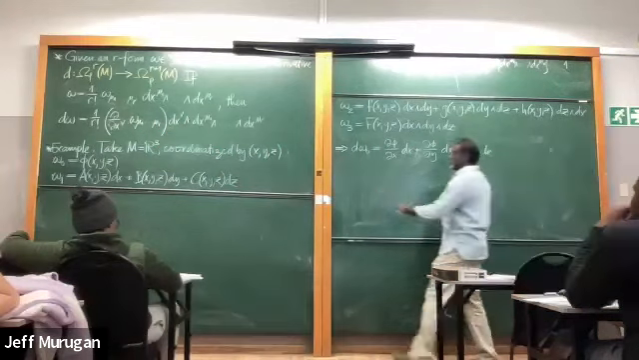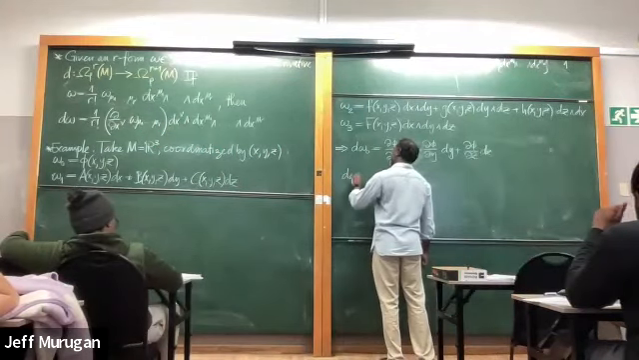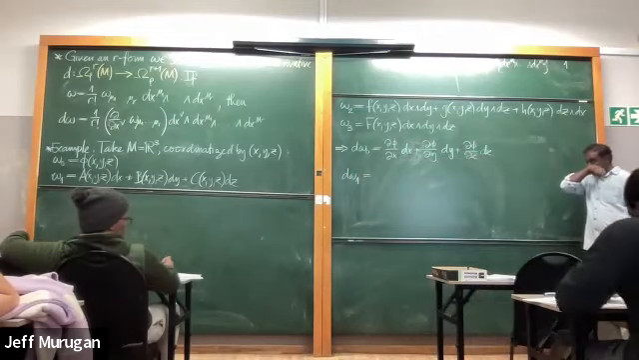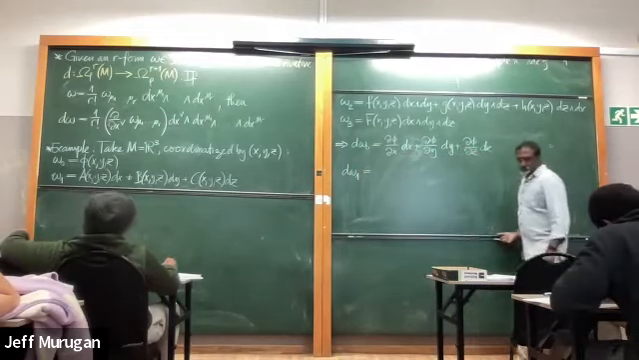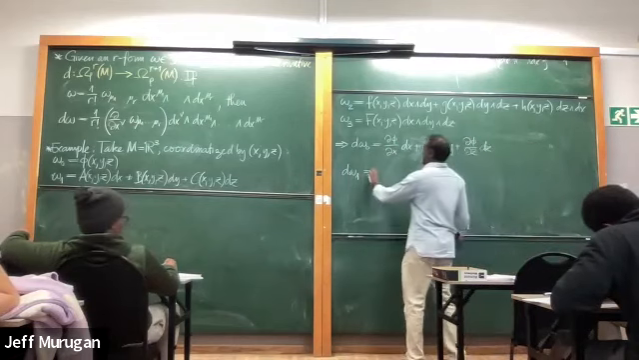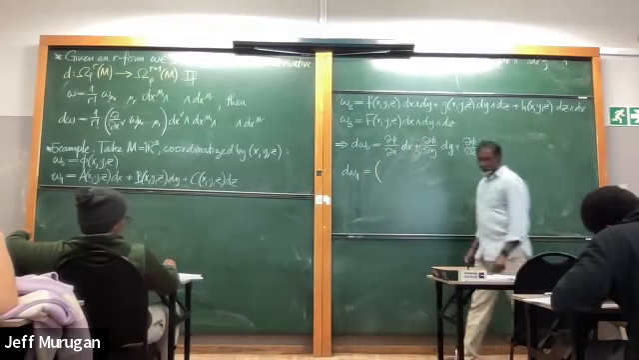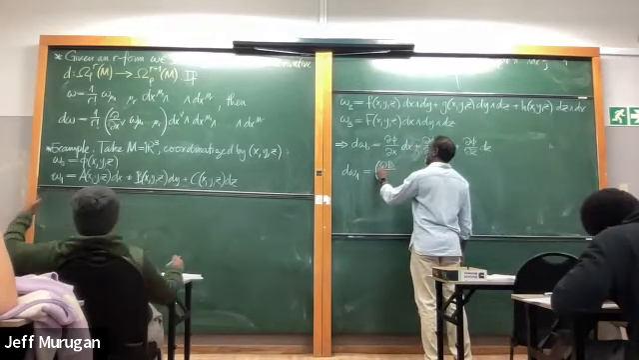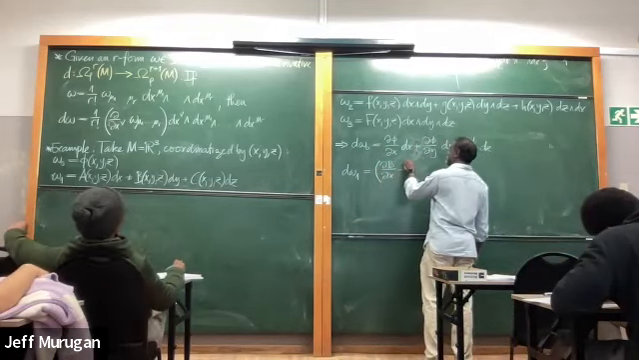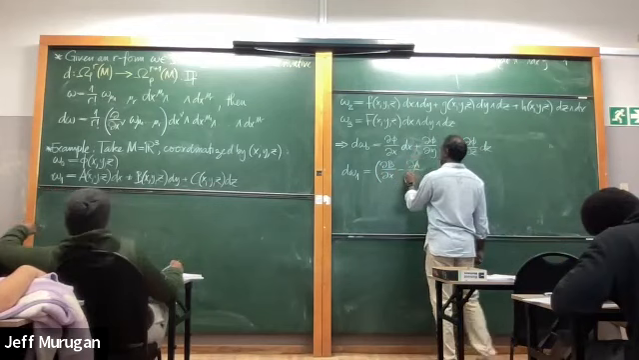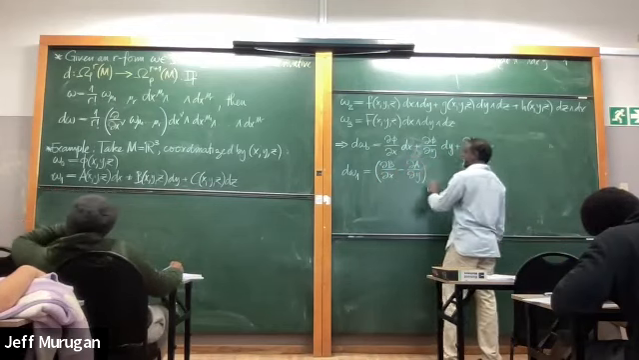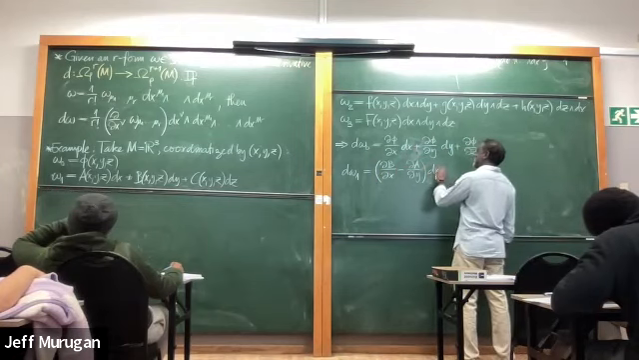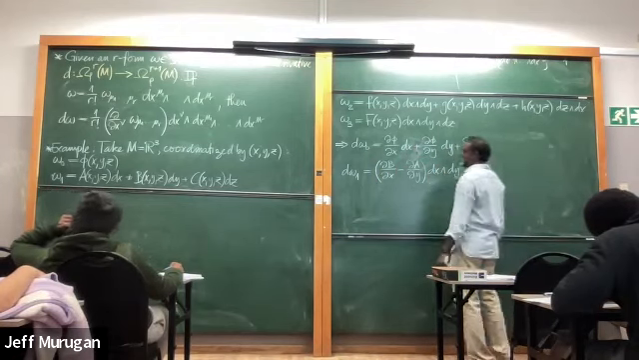What about d omega 1? You can see that this is a two-form. Skipping some steps here, this is just dB by dx minus dA by dy, dx wedge dy.